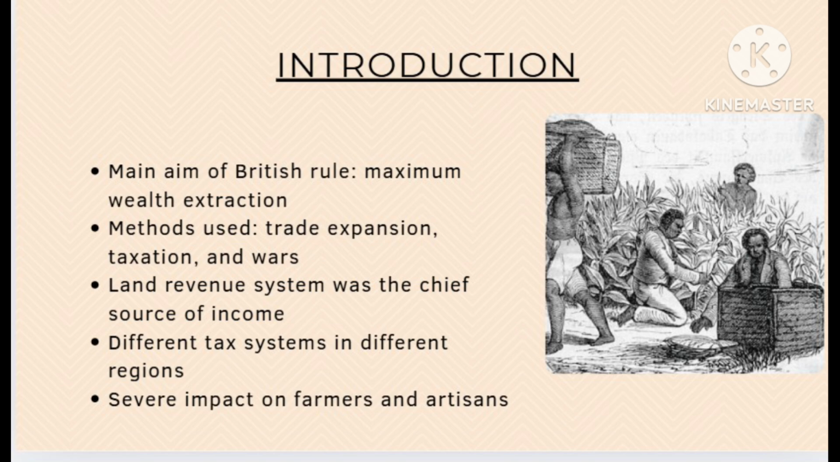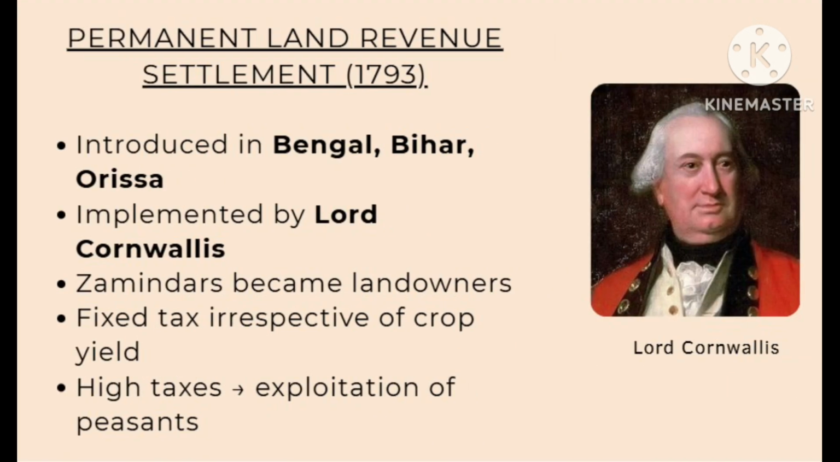Now, let us examine the major taxation system introduced by the British. First, let us look at the permanent settlement of 1793. It was introduced in Bengal, Bihar, and Orissa. Under this system, Zamindars were recognized as landowners.